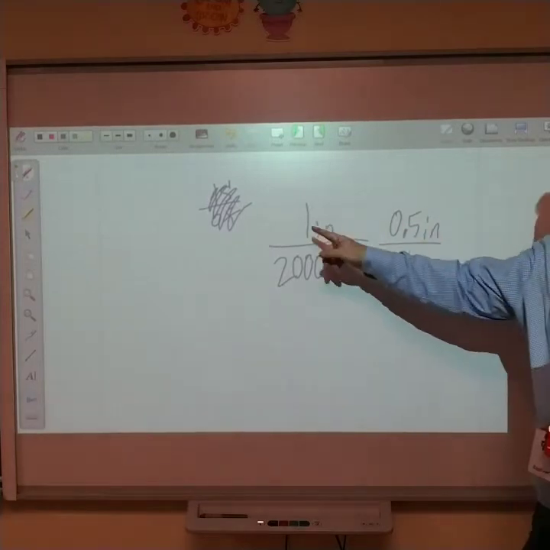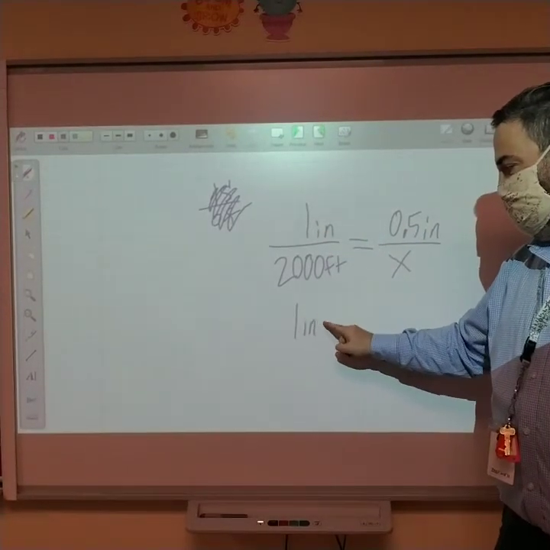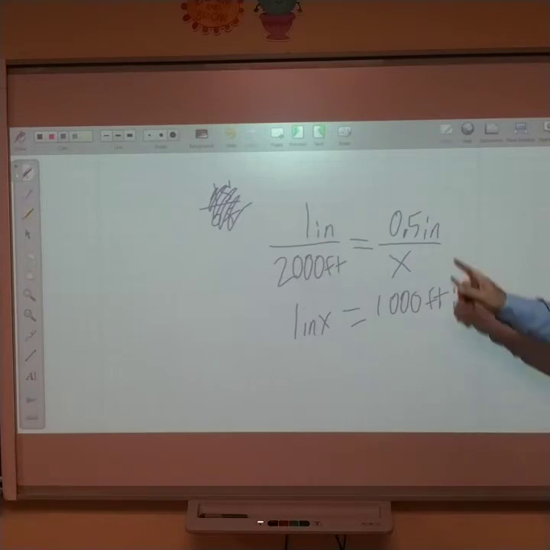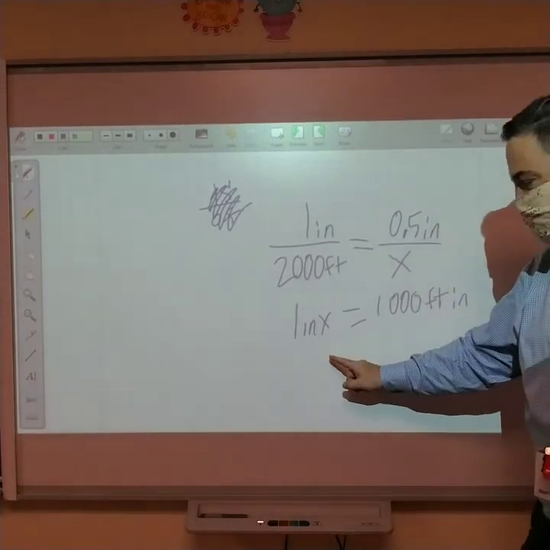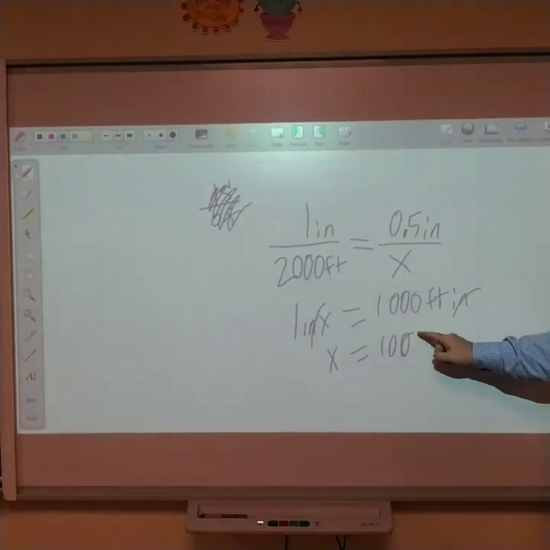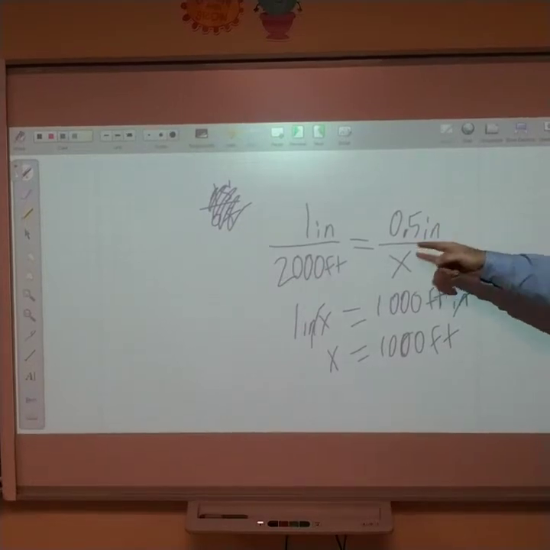Right. So you cross multiply. 1 inch times X equals 1,000 feet. Inch, because you multiply the units too. Then you divide both by 1, and X equals, the inches cancel out, and so it equals 1,000 feet. It's math. Also, you could just say 0.5 is half, so then half of 2,000 is 1,000. Okay?